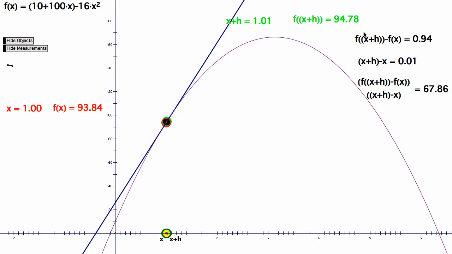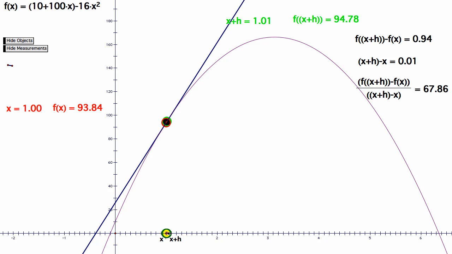Okay, but all these calculations still mean the same thing. This represents the distance traveled, and this represents the time it took to do that. So you can see that 67.86 feet per second is how fast this object is moving at time equals 1. It's an instantaneous velocity.